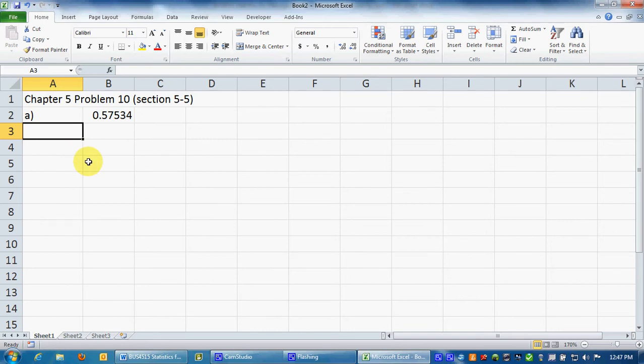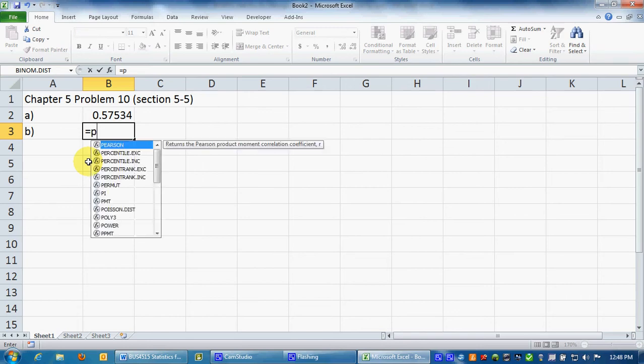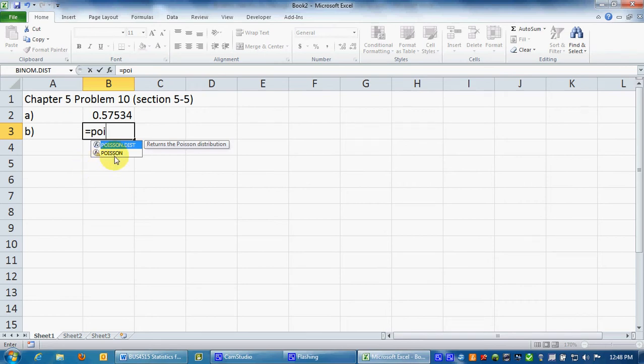Part B, find the probability that on a given day there's more than one baby born with low birth weight. And you can see the value of being able to figure out something like this. Well, in this case, we have to do our Poisson probability distribution. And either of these two will get you to the same place.